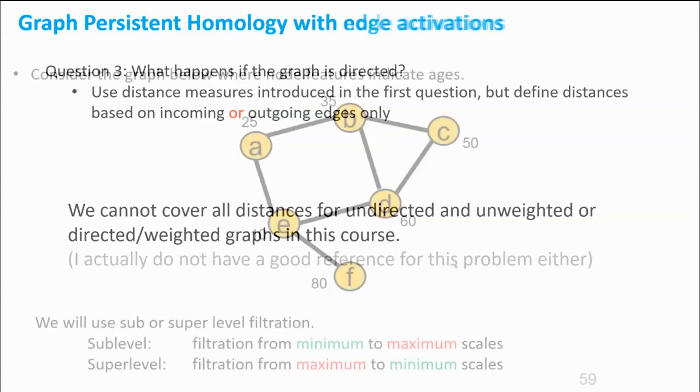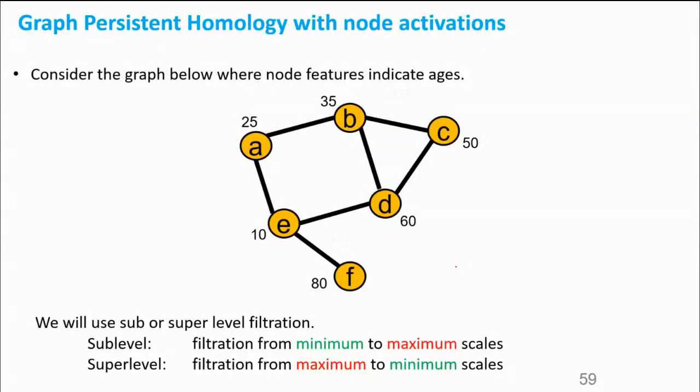So 3 questions, and we are done with edge activations. So to summarize, in edge activation, you somehow need to define edge distances or edge weights, and then based on these edge weights, you will do a filtration. And the filtration is exactly similar to what we used to do in the point cloud setting.